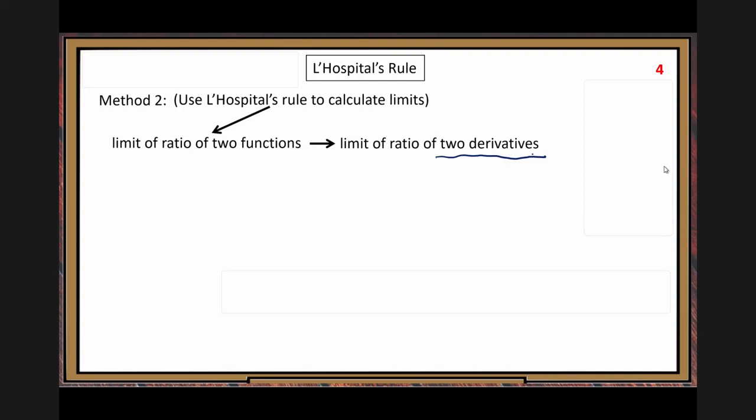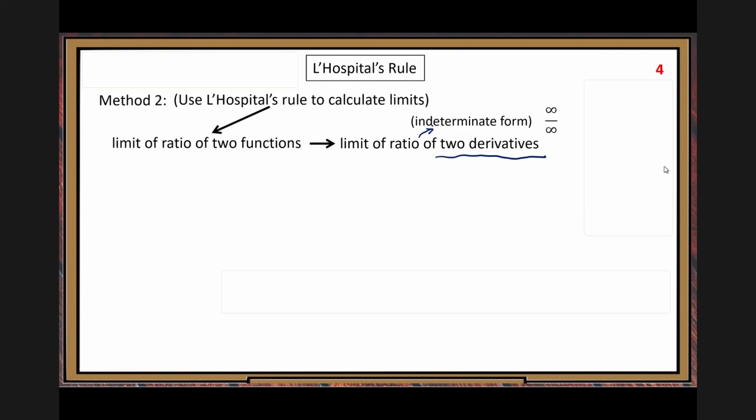If the condition does not hold, we should not apply L'Hopital's rule. So what's that condition? The condition is that the ratio we treat is an indeterminate form. Not determined, indeterminate form. Okay?